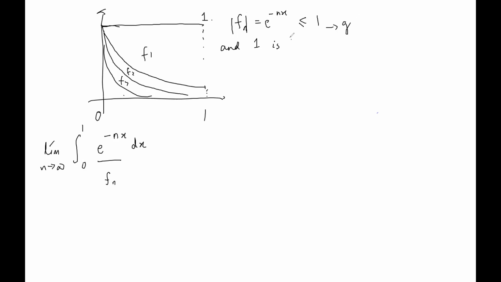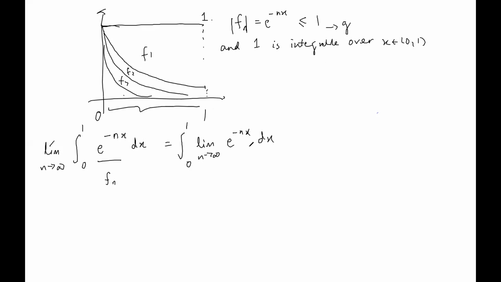So 1 is integrable over 0, 1. All right, it has to be integrable over 0, 1. Okay? So therefore, you have domination, right? So you already established domination. Because of that, you can interchange, right? And this clearly is actually 0.